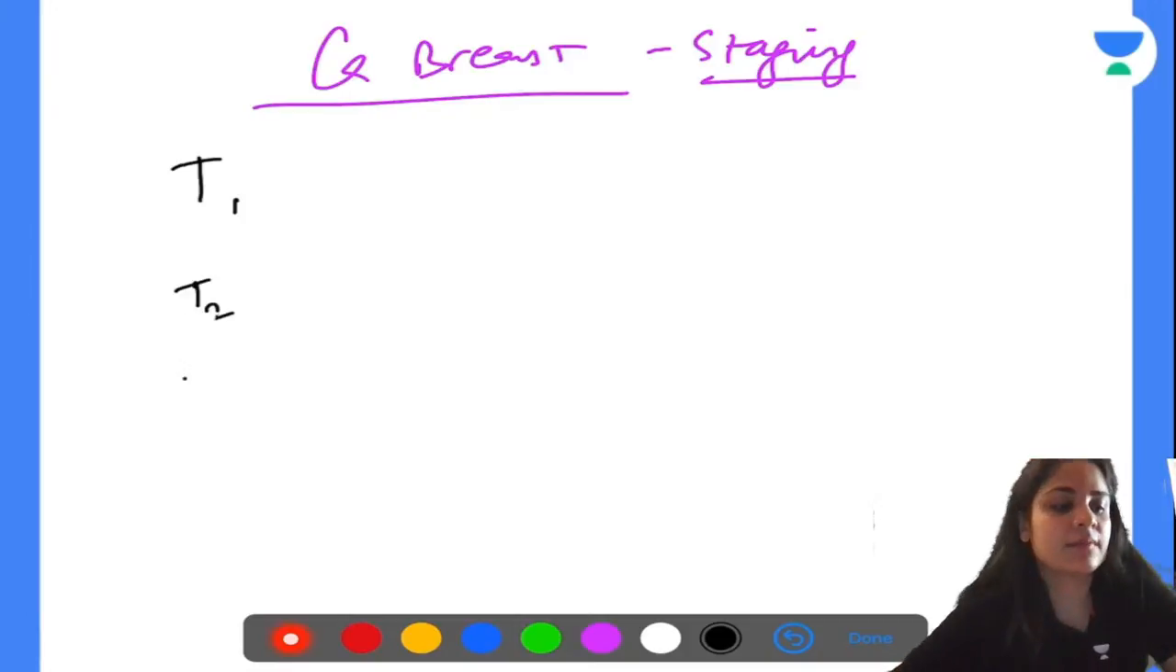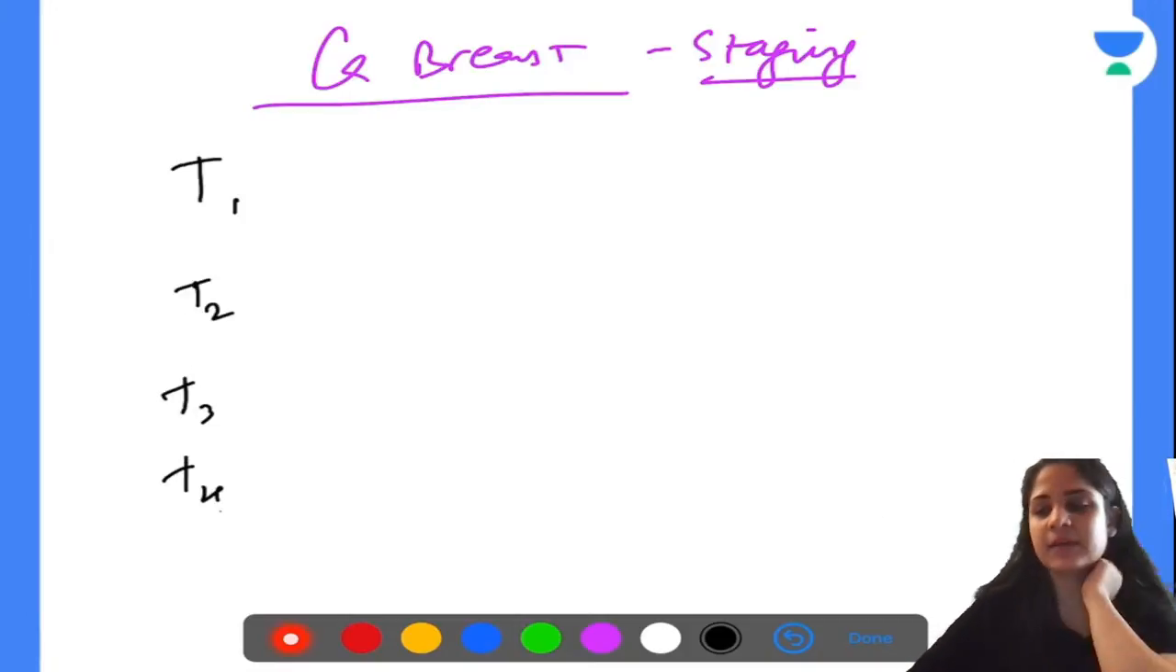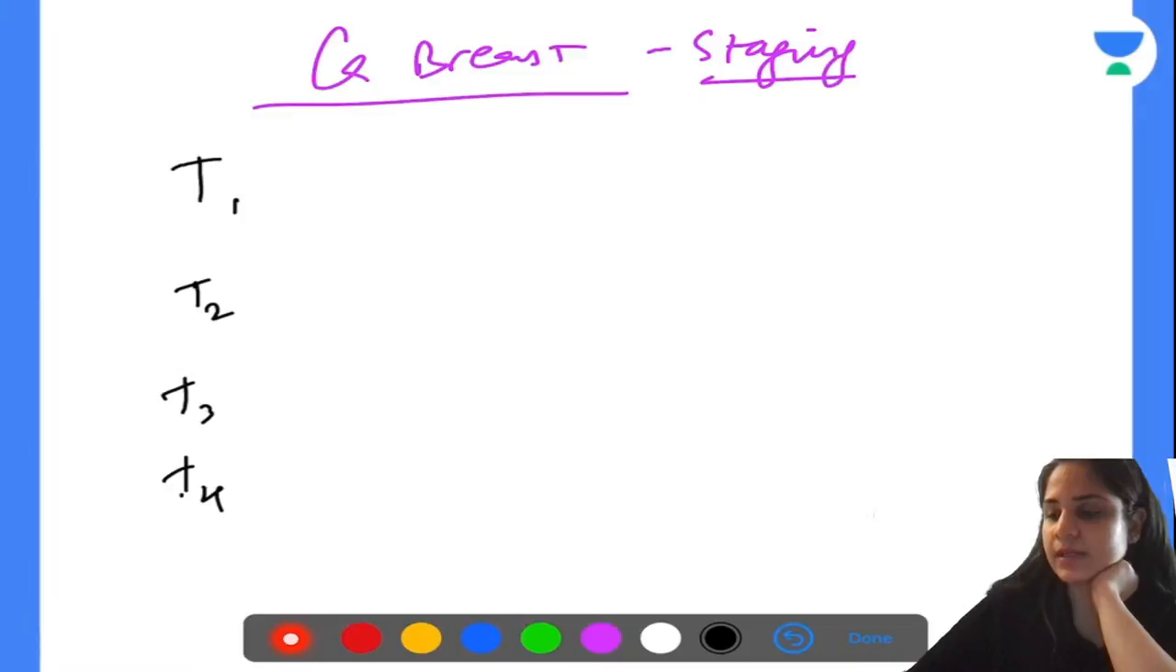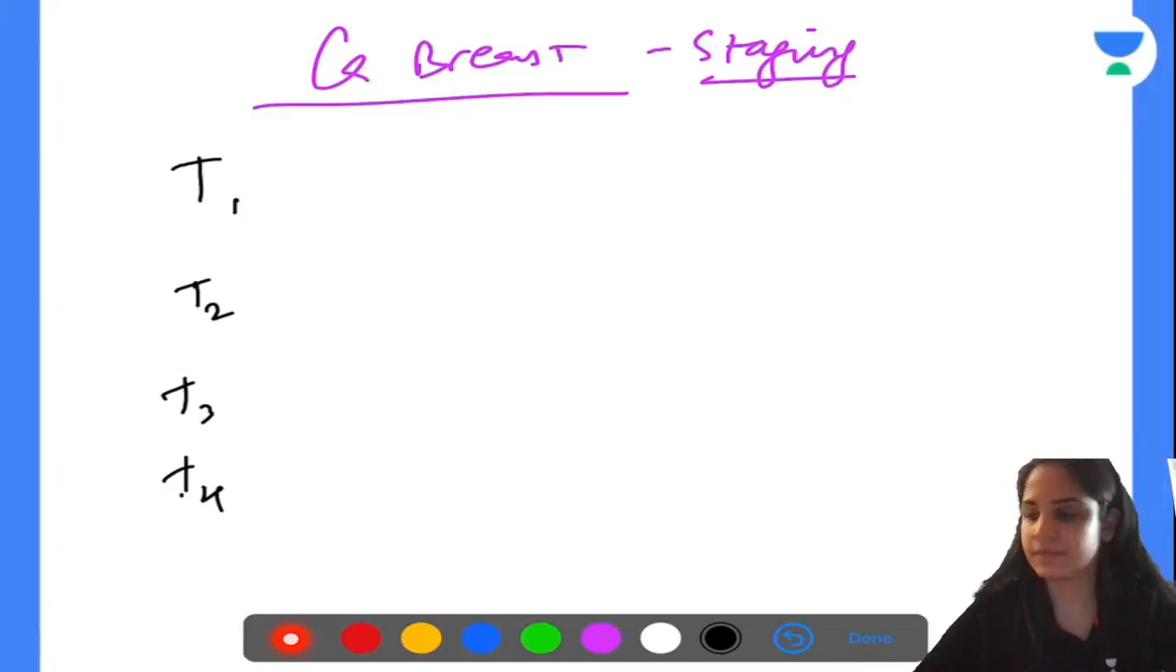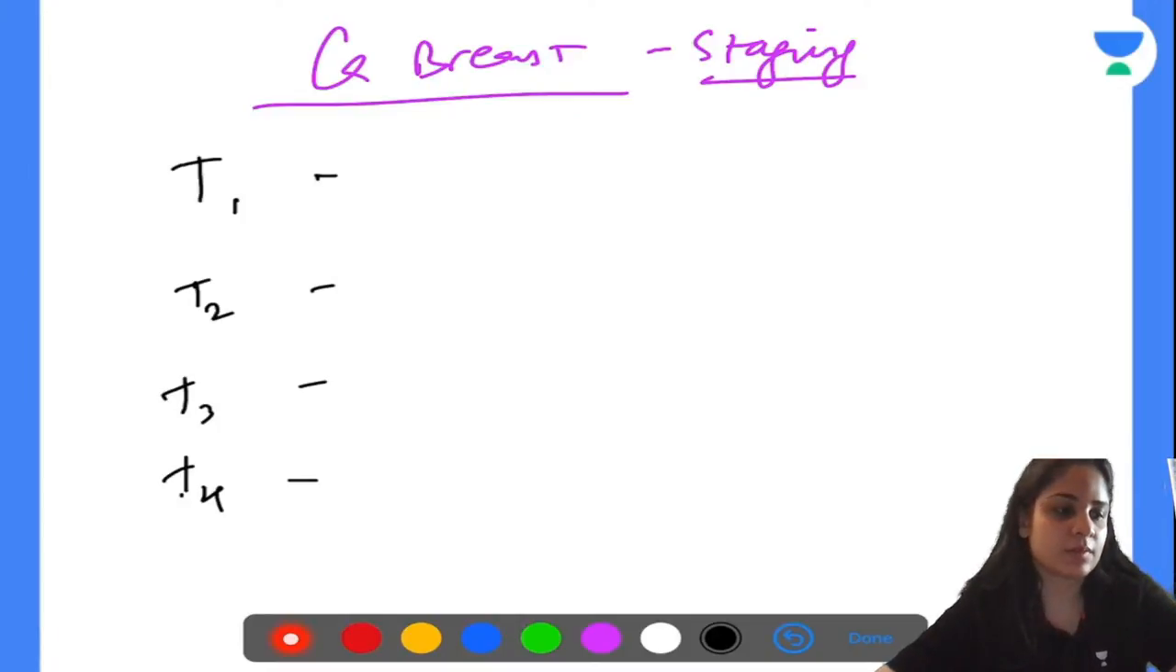Koi mujhe bata sakta hai? T1 mein kya hota hai? Tumor size T2 mein kitna? T3 mein kitna? T4 mein kitna? And I will give you a nice mnemonic to remember this.